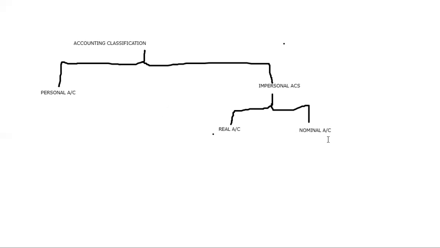So I said the total transactions will be subdivided into personal, real, and nominal. Then what is the rule? Whatever I'm talking about, the rule is applicable. For everything I said, every transaction is to be split into two formats.